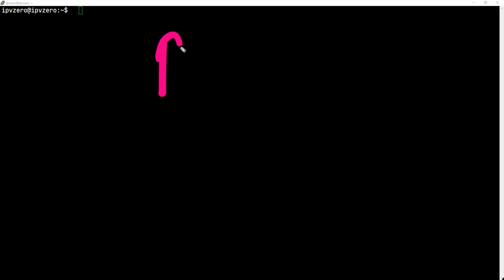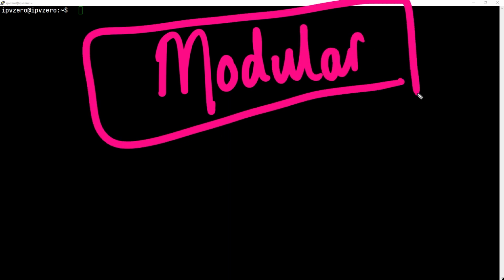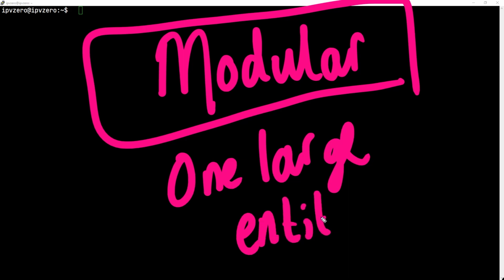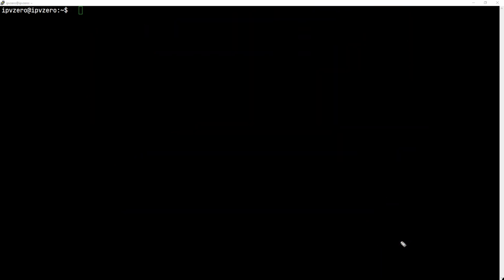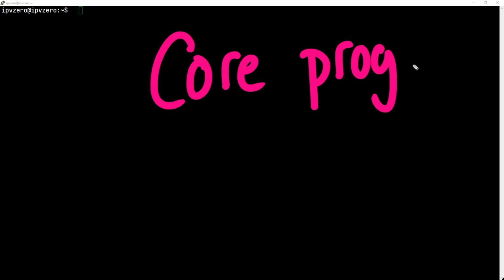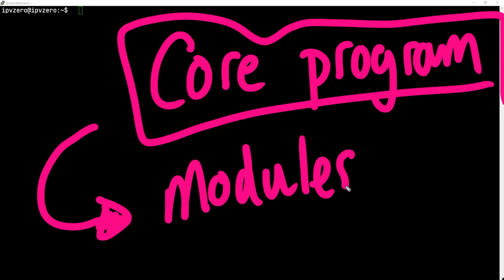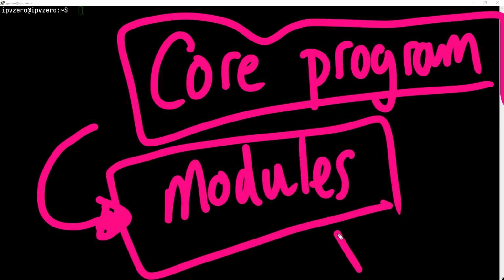Now the first thing to note about the kernel is that it is a modular construct, i.e. it is not one large entity that does absolutely everything. Instead, you can much more accurately conceptualize it as a core program, and this core program can actually be extended to do additional things via the use of modules, hence why it is referred to as modular. These modules can ultimately expand the kernel's capabilities.